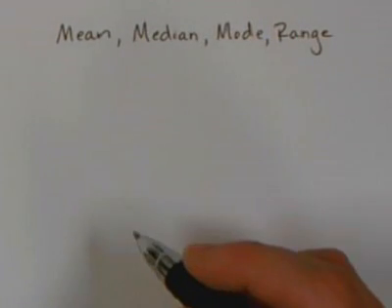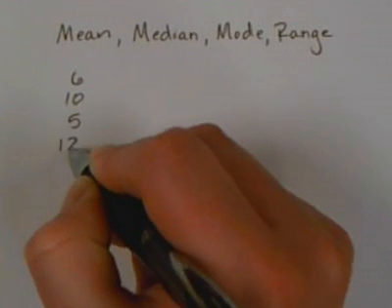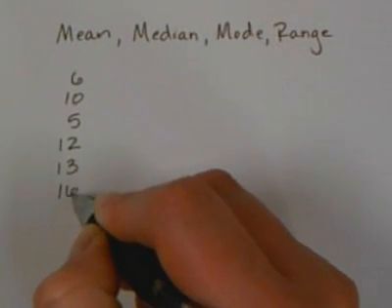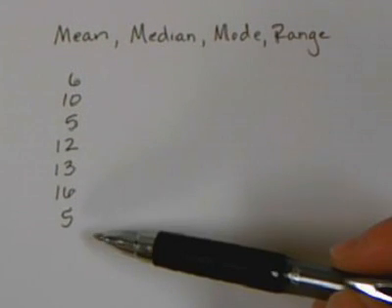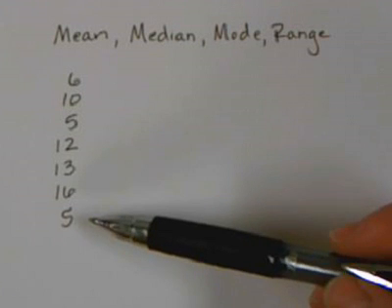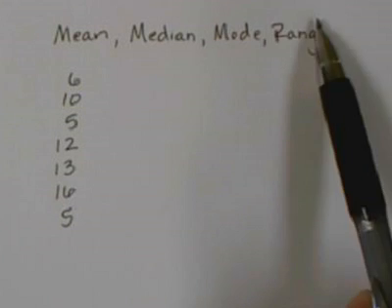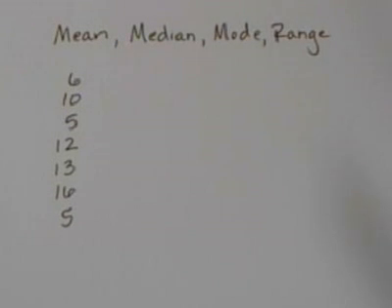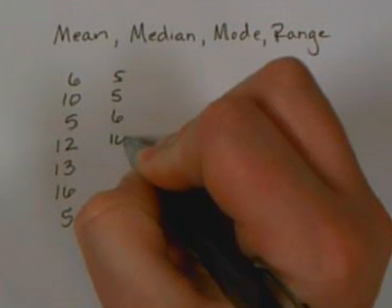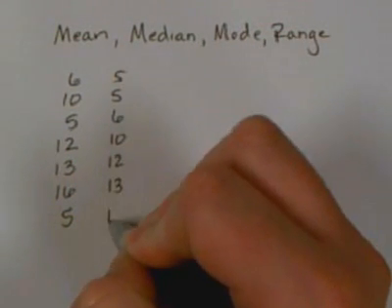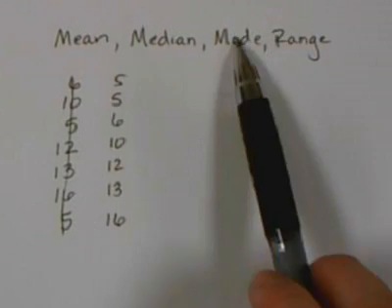Okay, so let's say we're given a set of numbers: 6, 10, 5, 12, 13, 16, and 5. Every time that students are given a set of number data, the first thing I always want them to do is put it in order from least to greatest, automatically. That way they won't have to remember which one of the 4 vocabulary words they're supposed to put it in order for. They'll just have it there ready. So we're going to put them in order: 5, 5, 6, 10, 12, 13, and 16. So now they're in order from least to greatest, and we can find the mean, median, mode, and range.